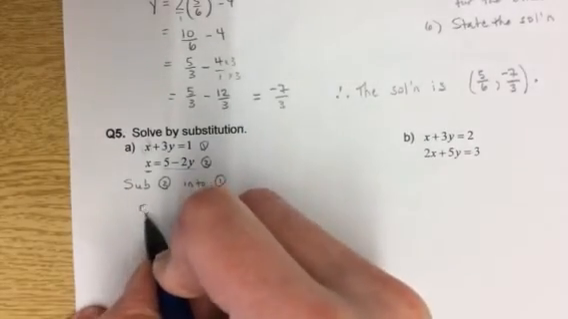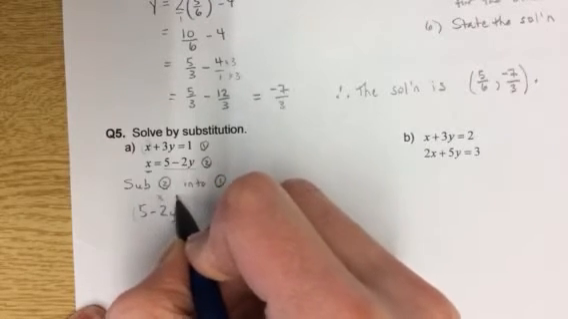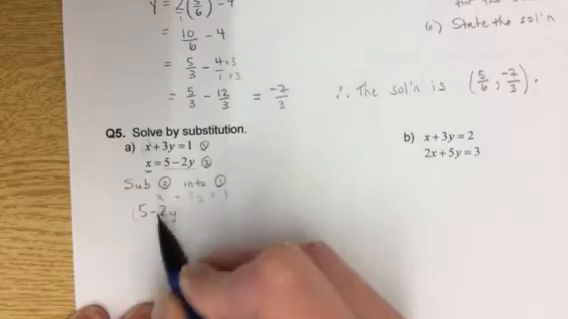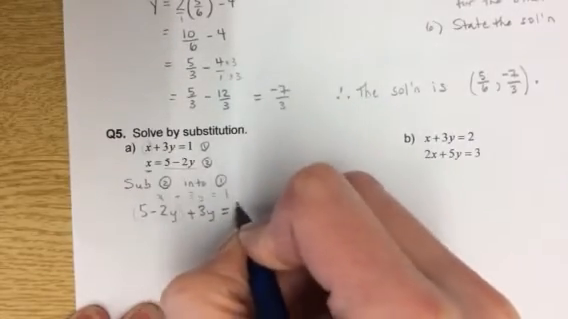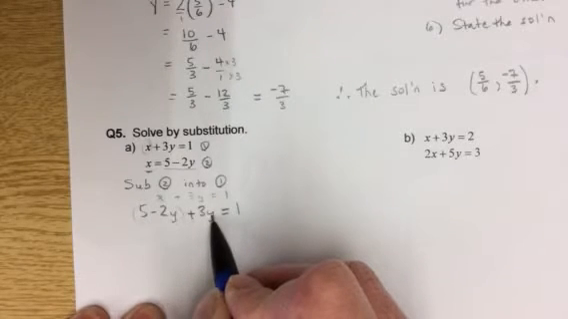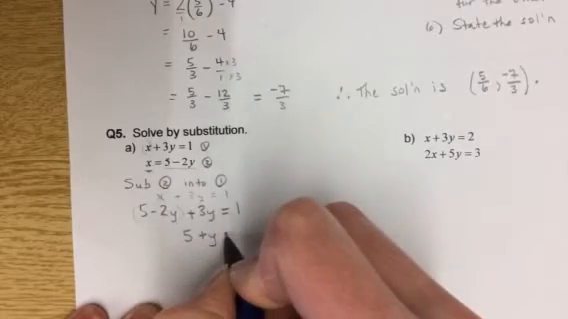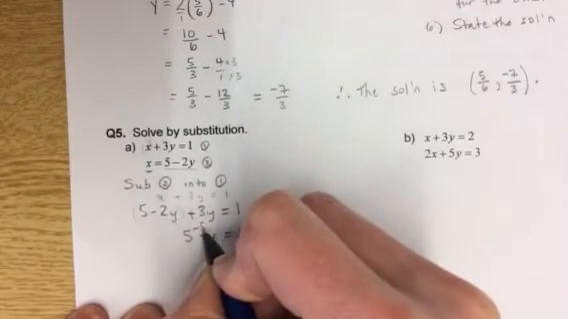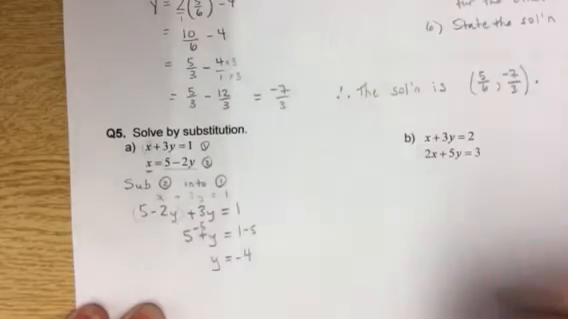So I'm going to have 5 minus 2y. There's the x. So my original equation was this. So I've replaced the x with that. Plus 3y equals 1. Negative 2y plus 1y, or 3y's equals 1y. So I have 5 plus y equals 1. I can subtract 5. And y equals negative 4.